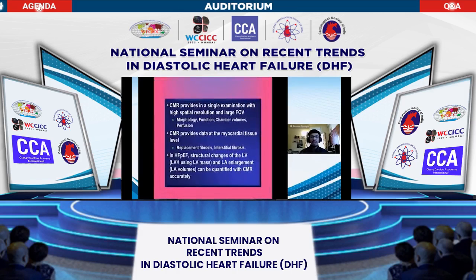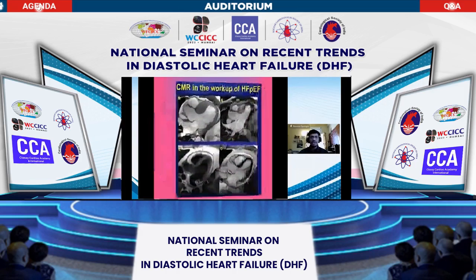Now, cardiac MR in a single examination is able to give us high spatial resolution pictures to address morphology, function, volumetry, and perfusion. It also provides data at the myocardial tissue level, therefore addressing the replacement fibrosis and the interstitial fibrosis, and also the structural changes of the left ventricle, that is the LVH, and the structural changes of the left atrium. LA volumes are suitably addressed.